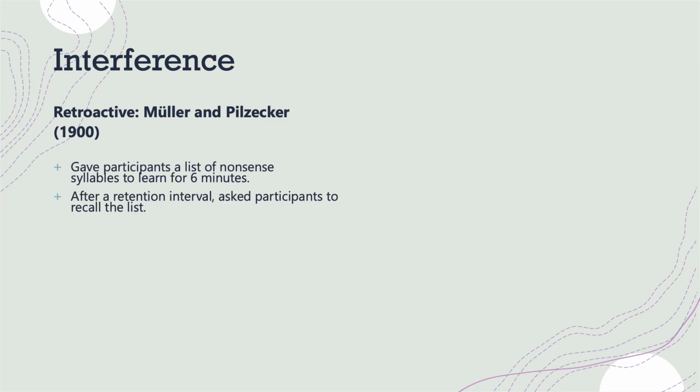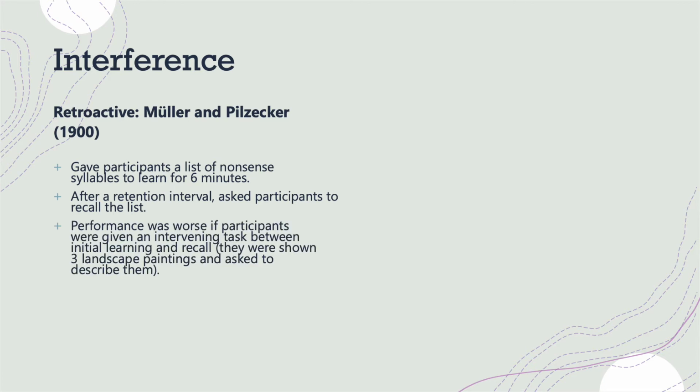After a retention interval, they asked participants to recall the list, and performance was worse if participants were given an intervening task. So in between learning the words and having to recall the words, they were shown 3 landscape paintings and then asked to describe them. Not all participants were given the intervening task, but if they were given the intervening task, then their recall was worse.